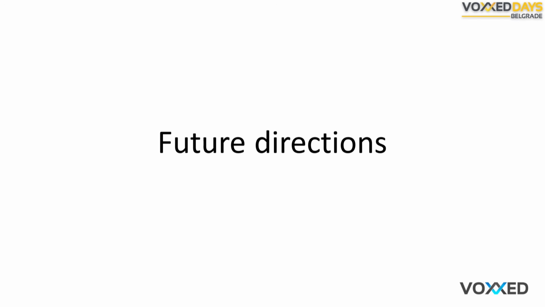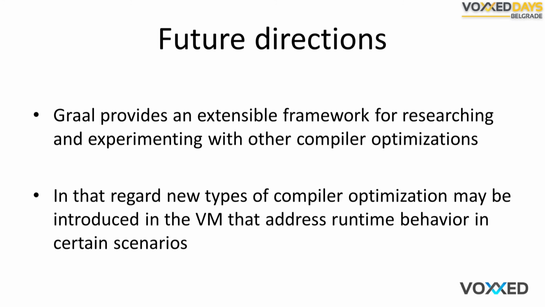And to conclude, basically some future directions for the development of the Graal project. As we saw, Graal provides an extensible framework for research and experimentation with not only the implementation of other language interpreters, but also for implementing various types of compiler optimizations. If you decide to research and experiment with compiler optimization, you can use the Graal VM to try out your optimizations based on existing language implementations. So in that regard, the team continues to improve and to supply more optimizations to the Graal virtual machine.